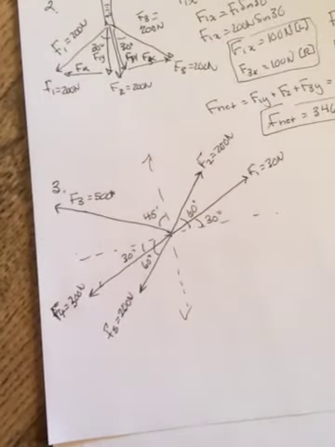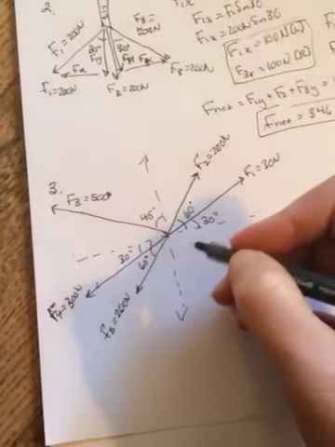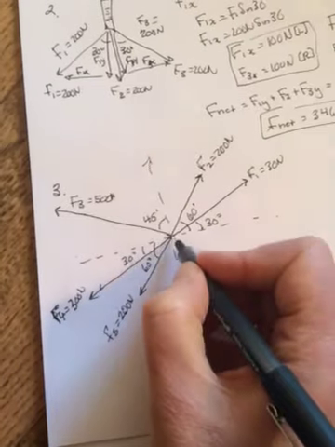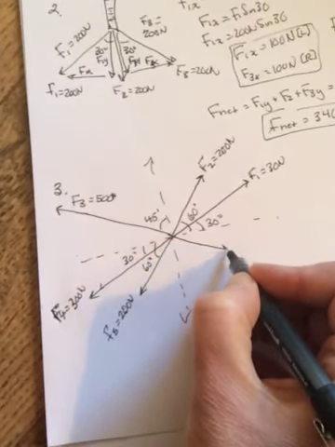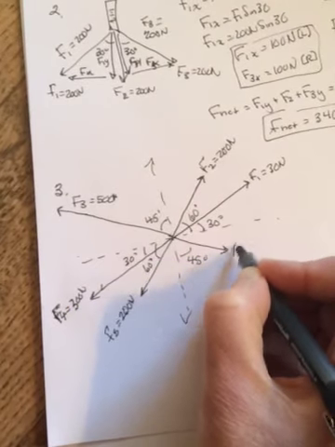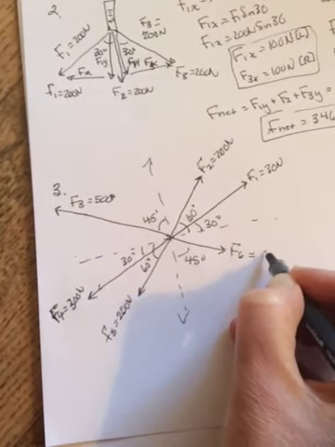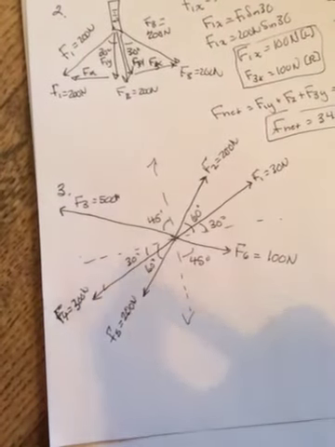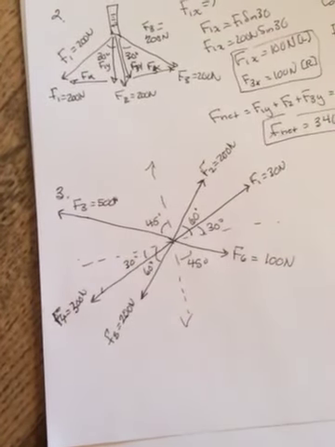And then F6 is 100 newtons acting at 315. So 315 is in the fourth quadrant. This is 270. 315 is going to be right here, where this is 45, and this is F6, and it's equal to 100 newtons. Now hopefully if you look at this picture you can see, oh look, this really isn't that bad.